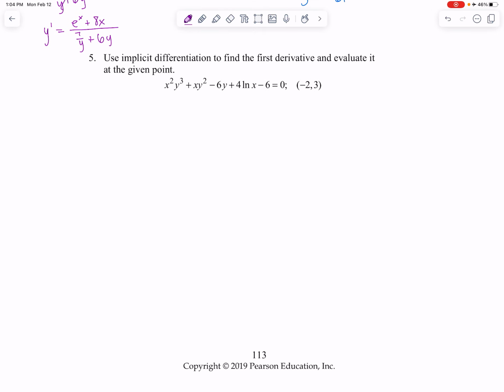Use implicit differentiation to find the first derivative and evaluate it at the given point. X squared times y cubed plus x times y squared minus 6y plus 4 natural log x minus 6 equals 0 at the point negative 2, 3. Okay, we're trying to get a little more complex now. Here we go. So let's bring our function over here.